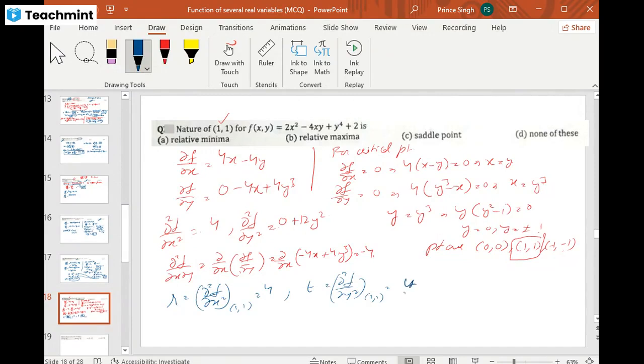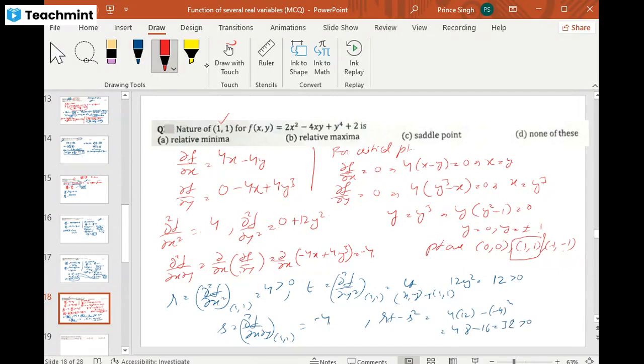Already it is constant, that is at the point (1, 1). t is the limit as (x, y) approaches (1, 1) of 12y square, because function is defined, so its value is 12. And s, ∂²f/∂x∂y at the point (1, 1). So already it is constant, it is minus 4. So already r and t, they are positive. What about rt minus s square? So 4 into 12 minus (minus 4) square. So 48 minus 16, that is 32, is also positive.